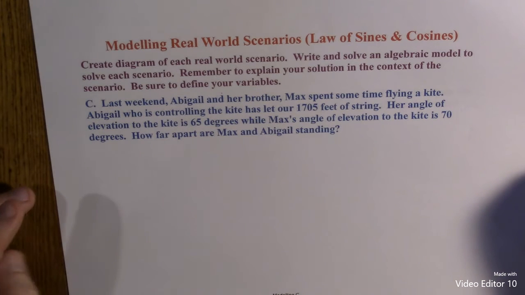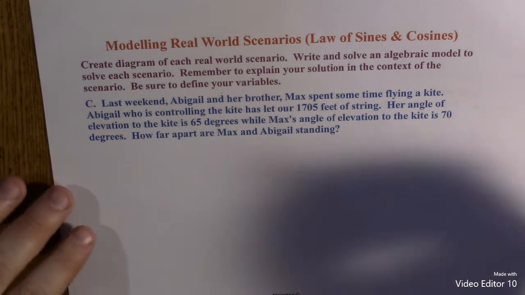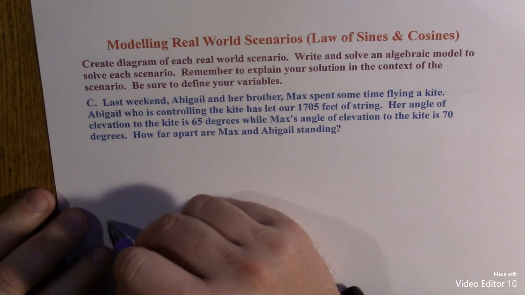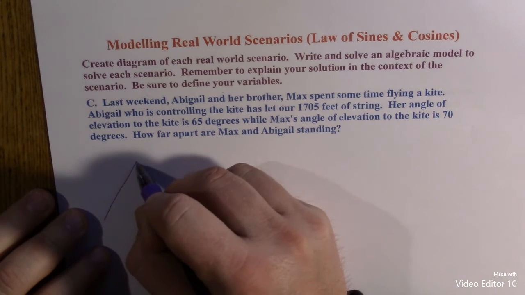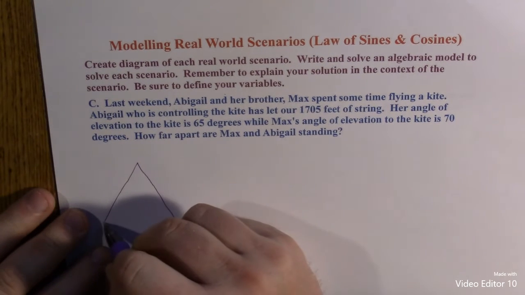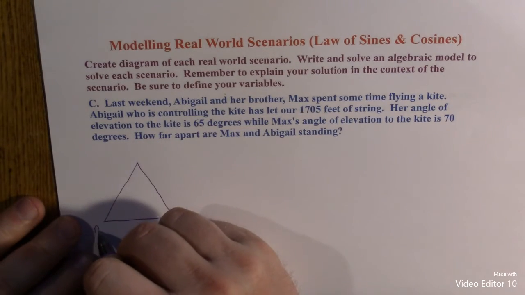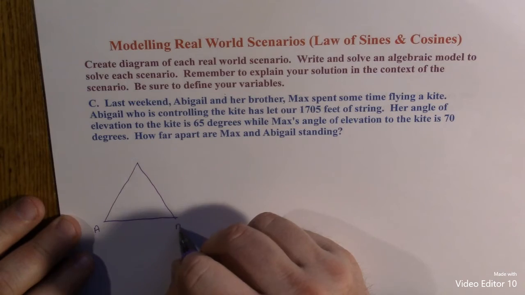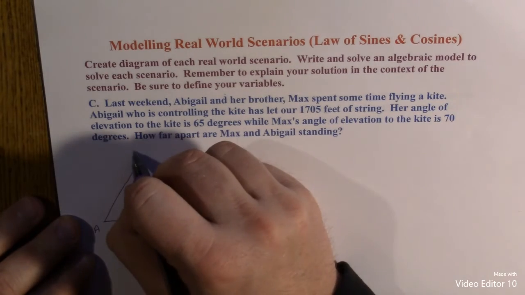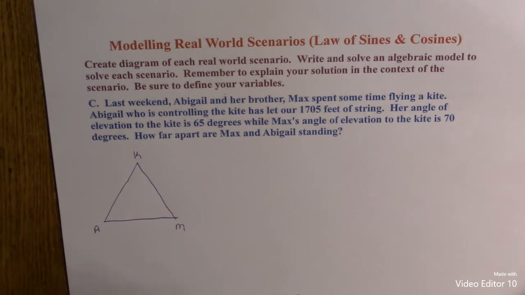Here we have example C, or scenario C, which deals with Abigail, her brother Max, and flying a kite. Again, we have 3 points that we can use to construct a triangle. As such, with one point, point A being Abigail, point M being Max, and point K being the kite.